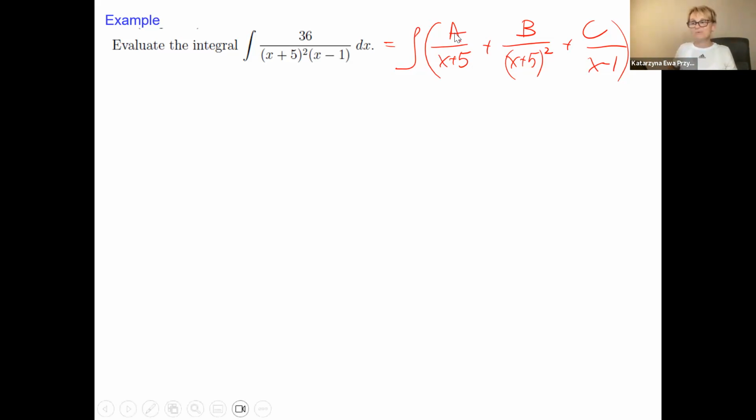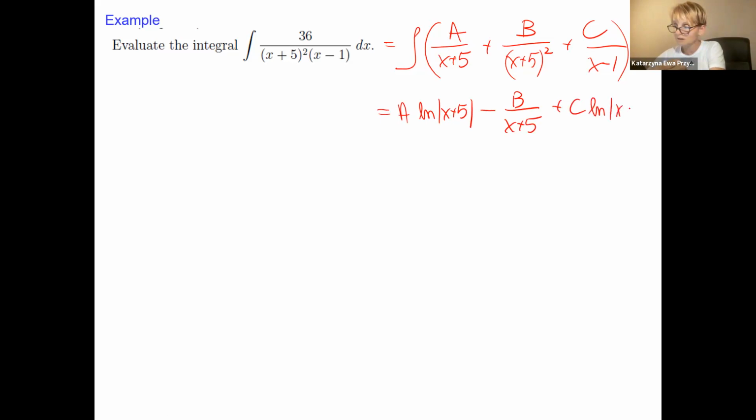But okay, this one we can see, we know we can integrate, yes? We can integrate each of these parts. A natural log of x plus 5, minus b over x plus 5, and then c natural log, plus the constant C. And then in order to find the coefficients a, b, and c, we will use algebra.